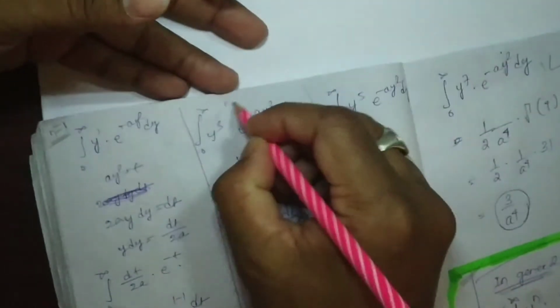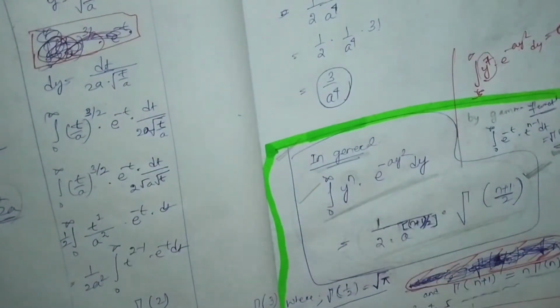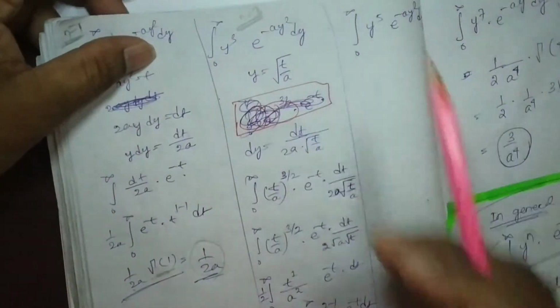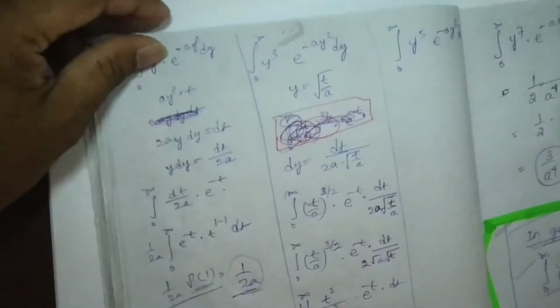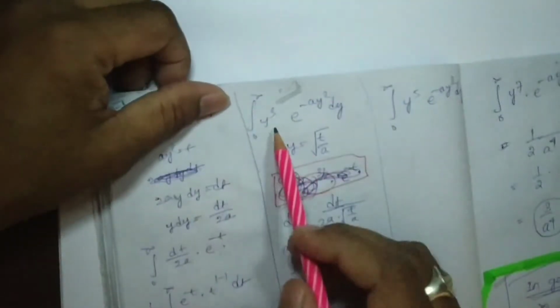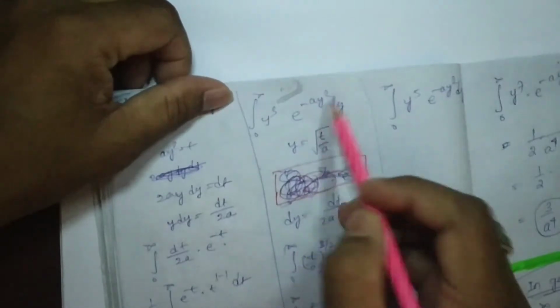Now we have to consider n is equal to 3. For n equal to 3, this integral will be how much? It will be y to the power 3 e to the power minus a y square dy. Here I am just instructing, and you have to write it in your notes perfectly. So this will be y to the power 3 e to the power minus a y square dy.